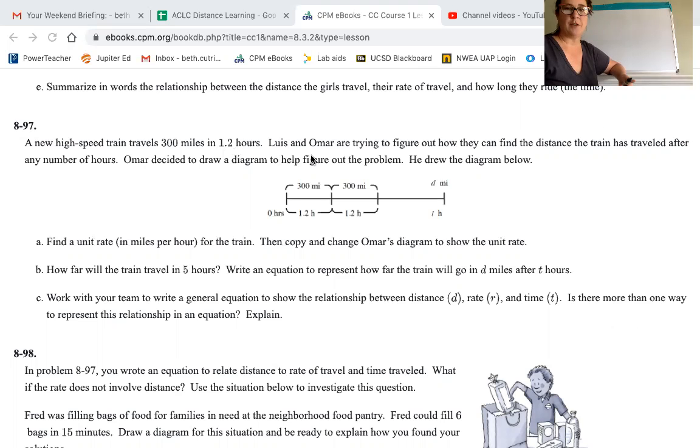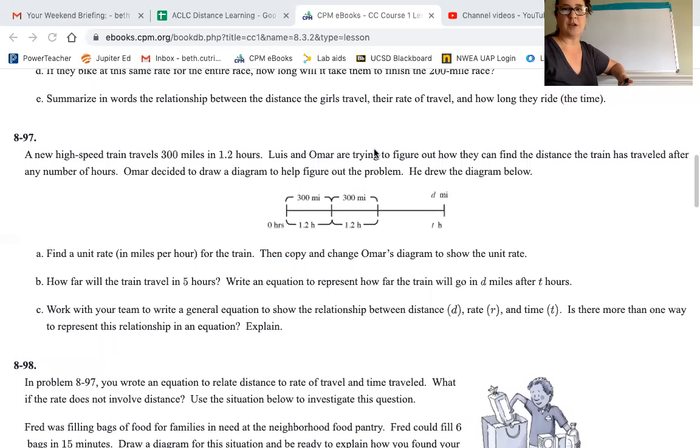Lewis and Omar are trying to figure out how they can find the distance the train has traveled after any number of hours. So they want an expression. Omar decided to draw a diagram to help figure out the problem. He drew the diagram below. This is a very interesting diagram. So he starts at 0 hours and he goes to t time, this is an unknown, and d in miles. This is in hours? Yeah.